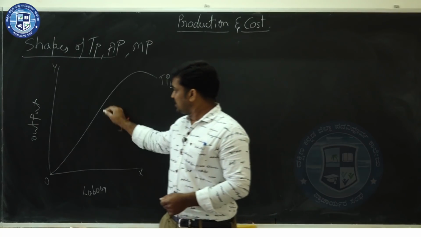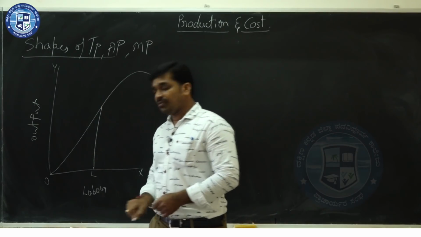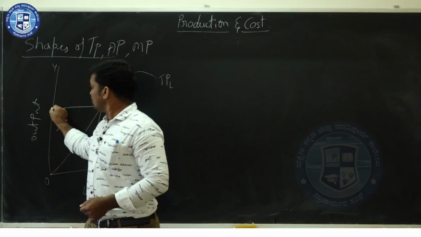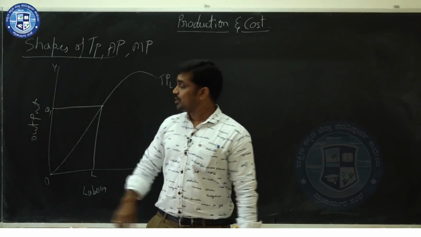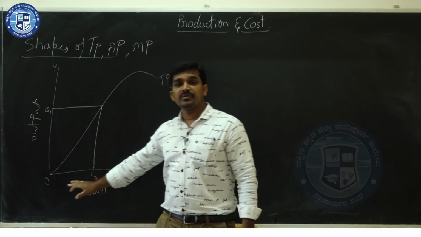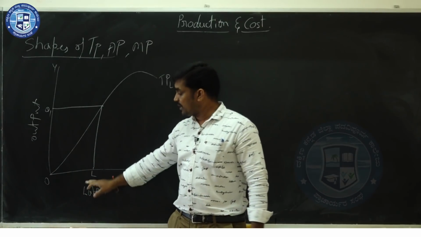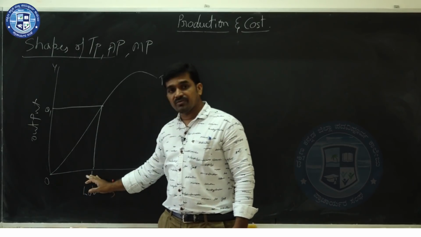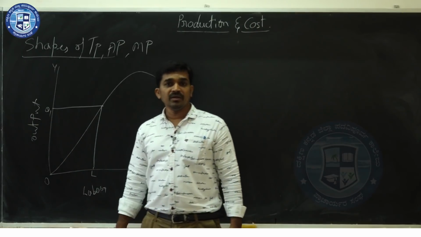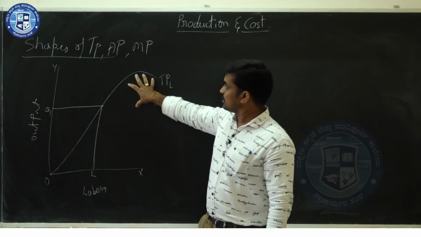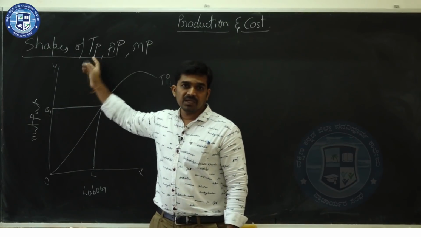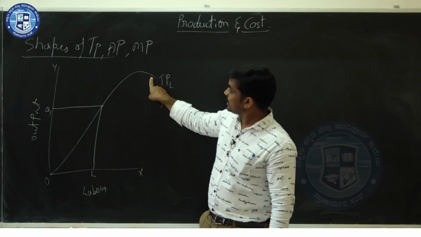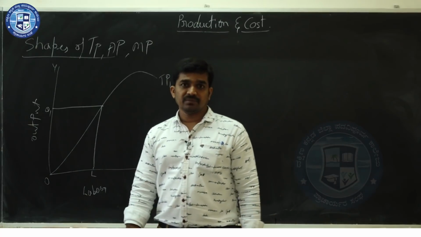Suppose a firm uses L units of labor, what is the output level or total product? So, total product is Q1. Q1 is the output level with the use of L units of the variable factor, labor. So, a firm uses L units of labor, it produces Q1 units of output. This diagram indicates the shape of TP. The TP curve starts from the origin, continuously increases, reaches maximum, thereafter falls.